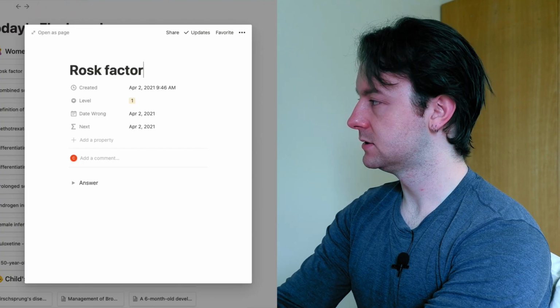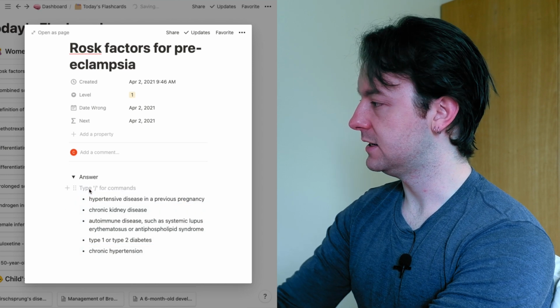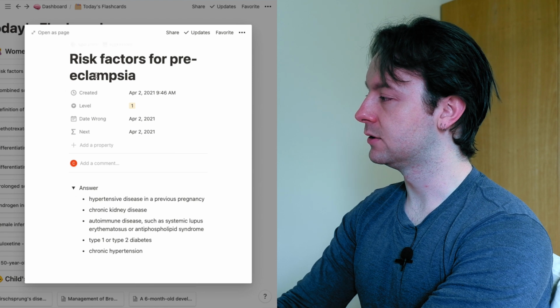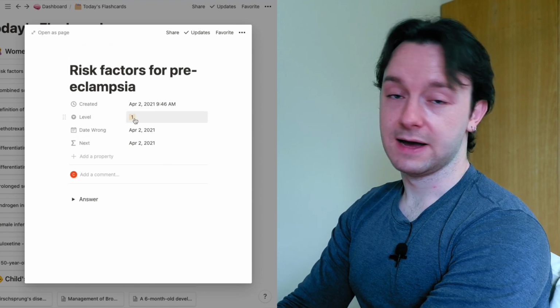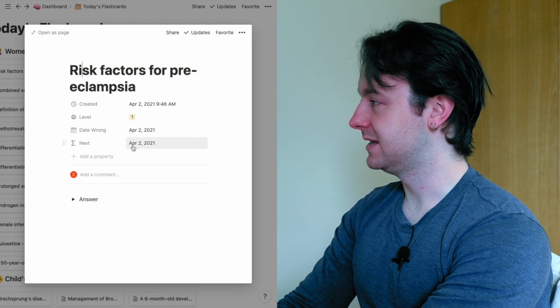We're going to call this, and I like to have my answers in a toggle. And what that means is if the text is slightly too long or misspelt, then I can click on it, but the answer is hidden away. So this is level one. I haven't got this right yet, and I created it today, which means the next time I need to do it is today. So here we go.